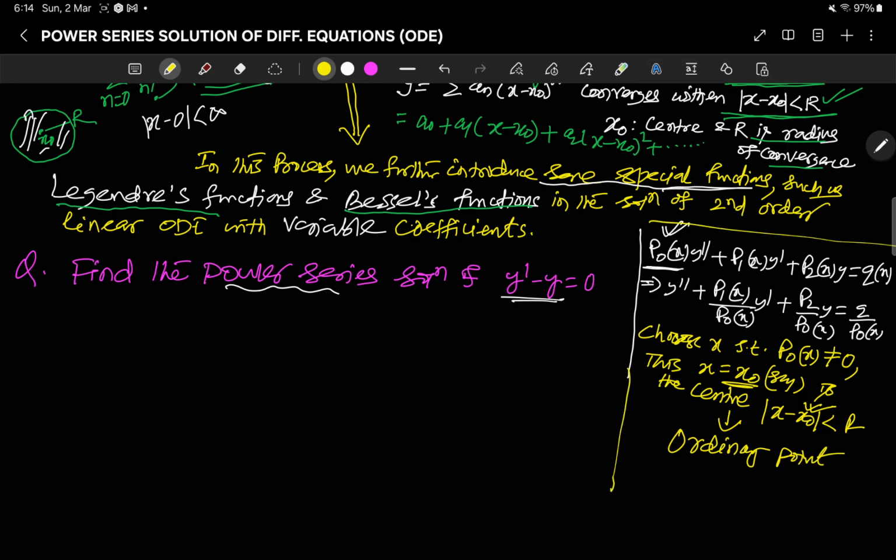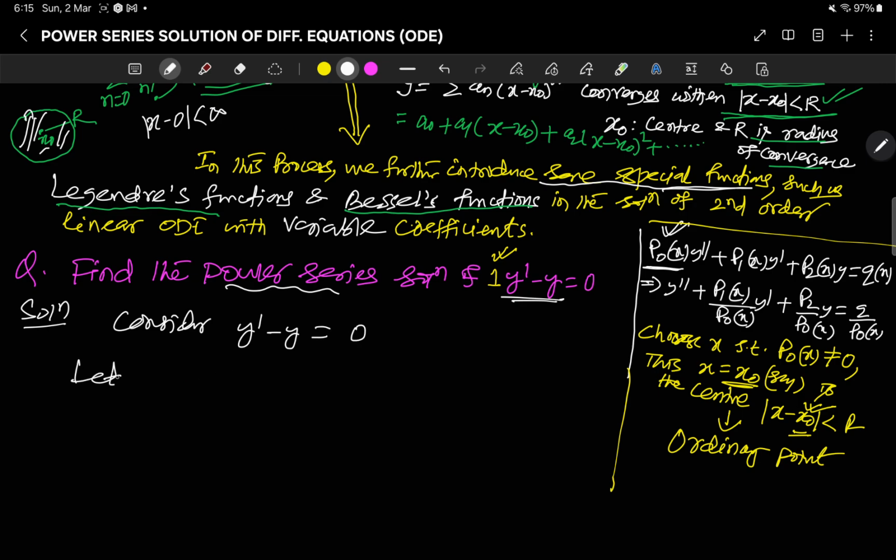Here you see, the coefficient is a constant, so there is no x. If there is no x, and if 0 is allowed as the center, then we should prefer 0. So what is the solution here? Consider y dash minus y is equal to 0.